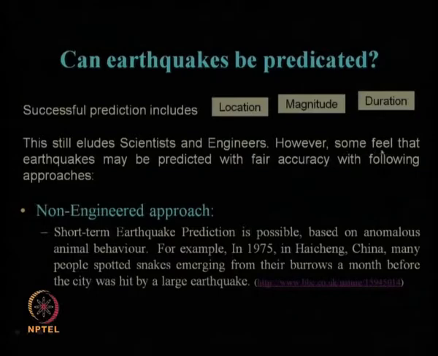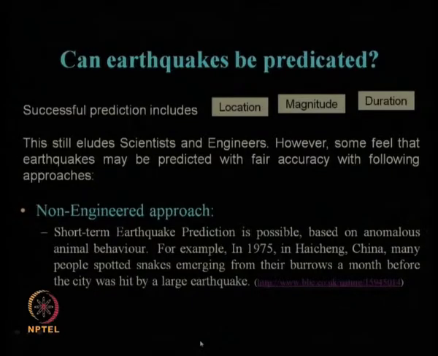However, some people feel that earthquakes may be predicted with fair accuracy with the following approaches. Maybe it is not yet proved by scientists and engineers. So, there can be two major approaches by which people can think about a successful prediction of earthquake. Let us see what those two approaches are. One is the non-engineered approach, like short term prediction of earthquake is possible based on anomalous animal behavior, as we have discussed just now.